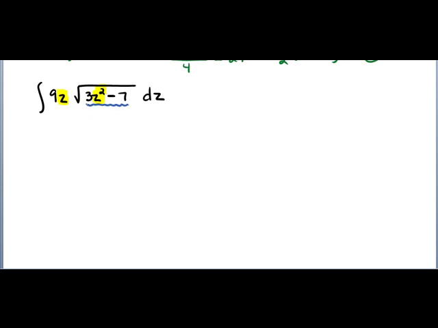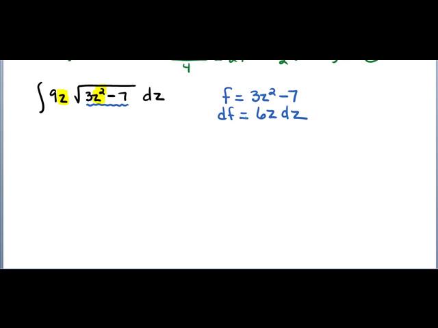So I'm going to pick the big function. You want to get rid of the most complicated function, most likely. It's going to be inside a square root or raised to a power. And so we're going to call f 3z squared minus 7. So we need to know what df is, which is 6z dz.